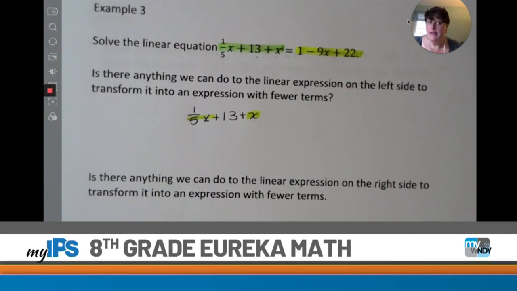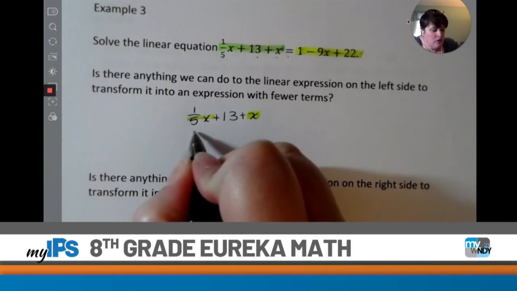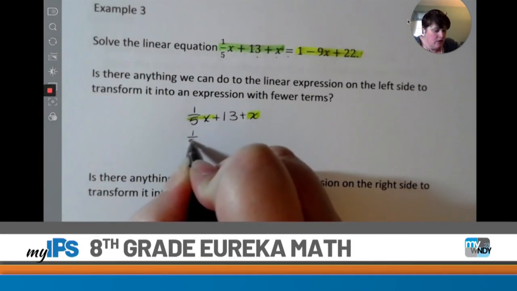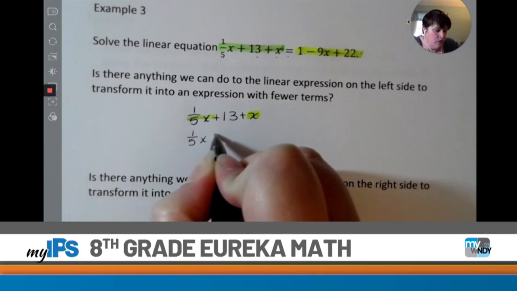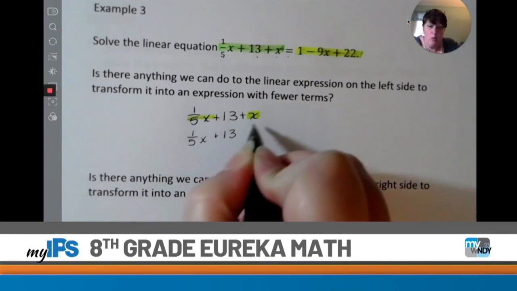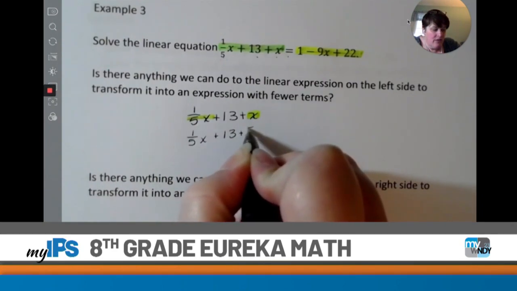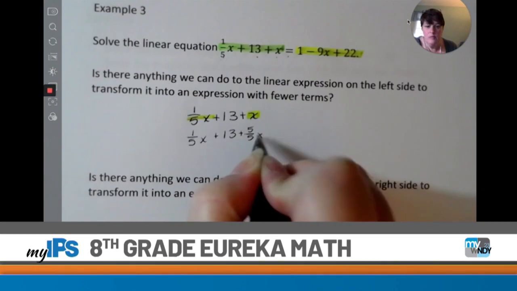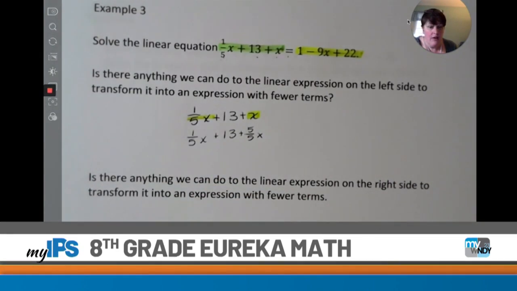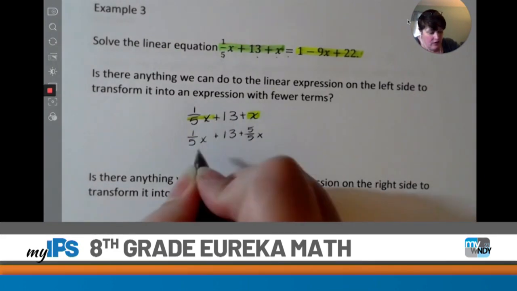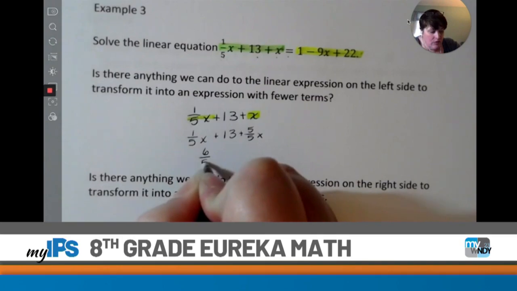I think I can. I'm going to do an extra step here just so that everybody knows where we're getting these numbers from. 1/5 x plus 13. This is like saying 1x, and another way to write 1 would be 5/5 x. 5/5 x plus 1/5 x would be 6/5 x plus 13.